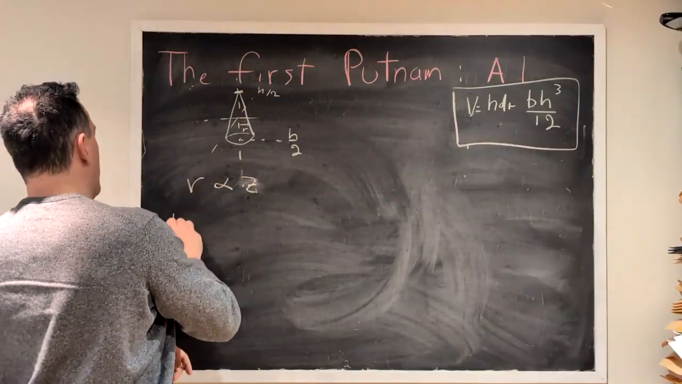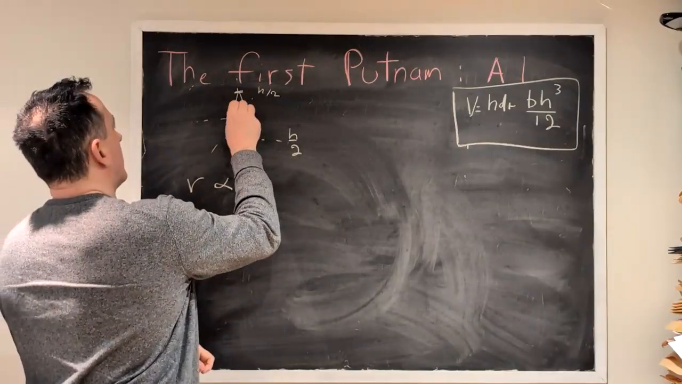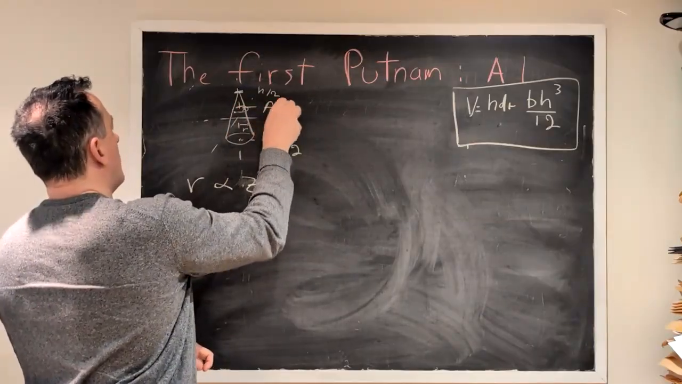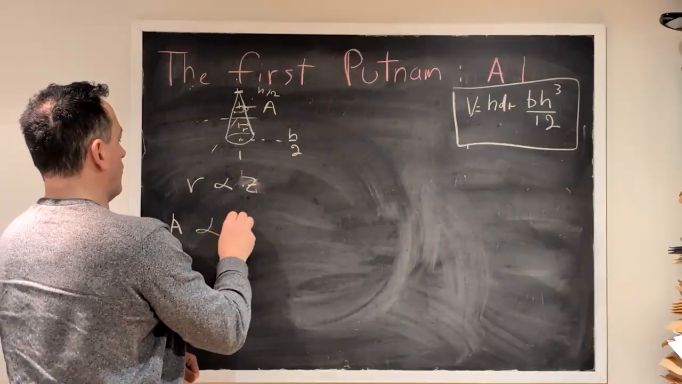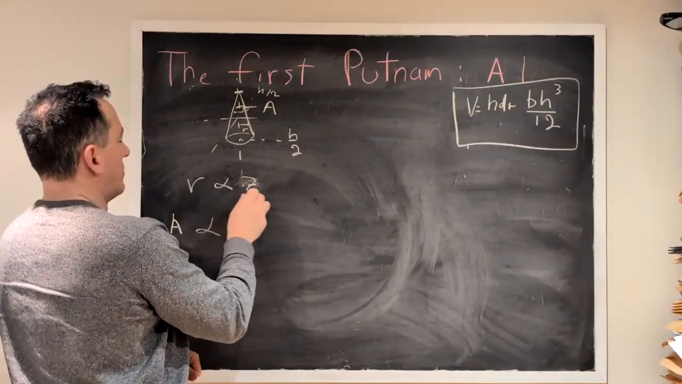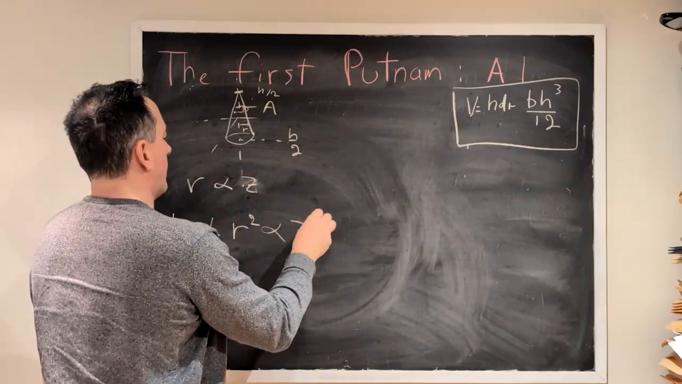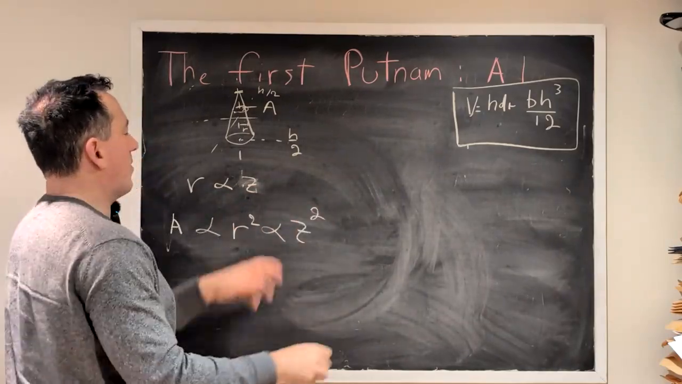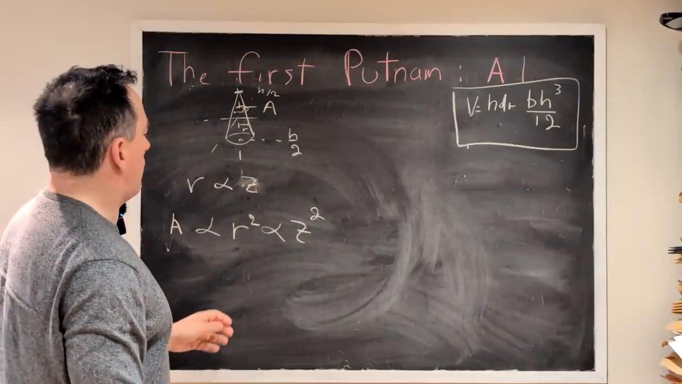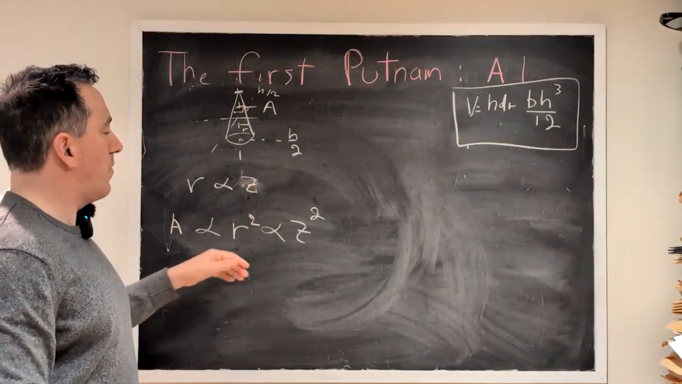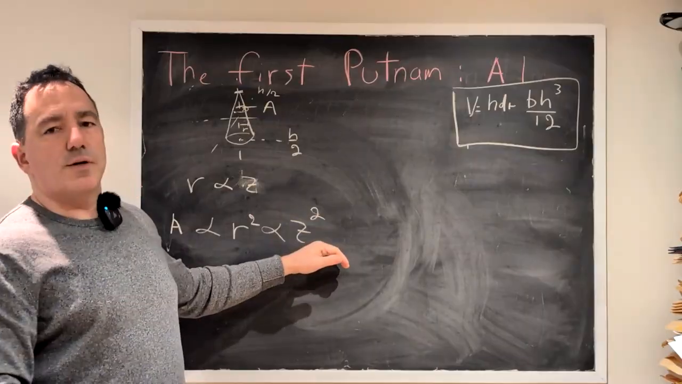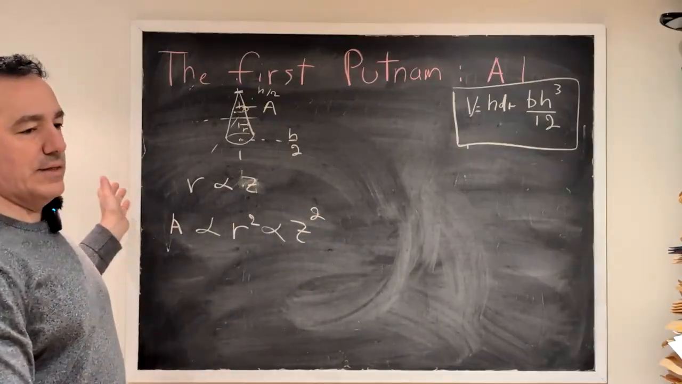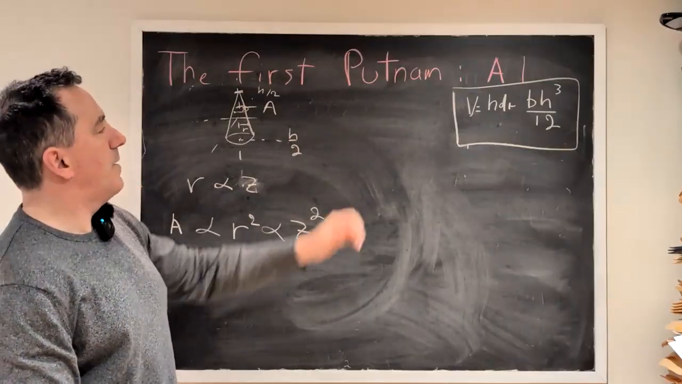And the area of any section will be proportional to r squared, and this is proportional to z squared, plus maybe a constant, we don't care about it. What we want to know is that the degree of the polynomial is 2, and we satisfy the conditions of the theorem we just proved.